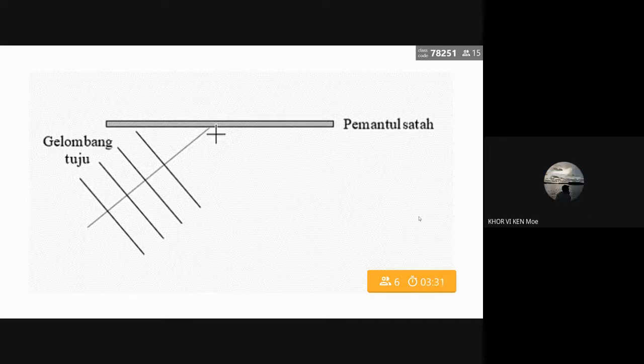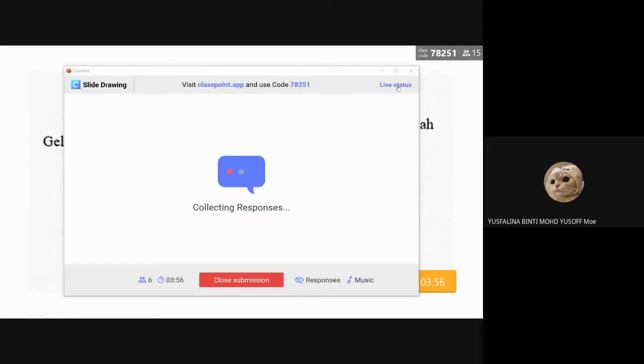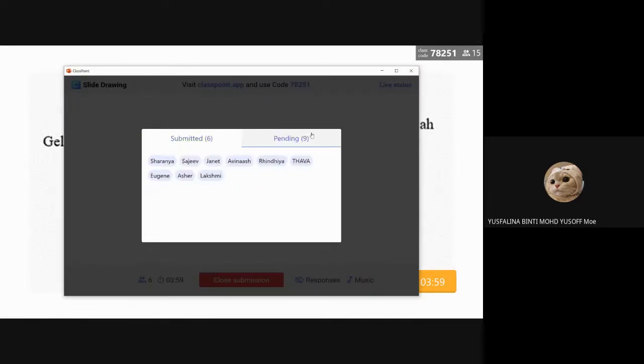Teacher, I forgot to label the normal line. But you drew the normal line, you just didn't label it? Yes. Okay, it's okay. I noticed some of you in this class are perfectionists. You want to draw very neatly. It's okay, because you cannot get a very straight line unless you're using the board or a ruler.